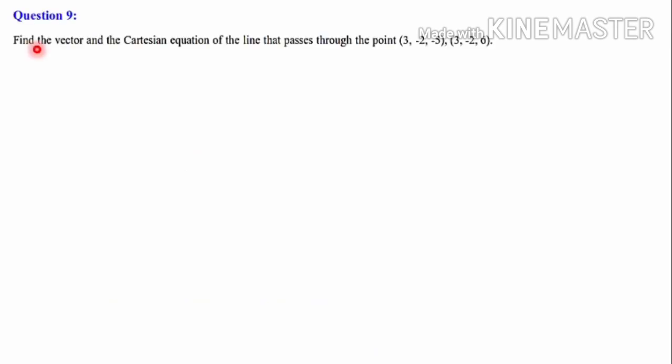The question is, find the vector and the Cartesian equation of the line that passes through the points 3, minus 2, minus 5 and 3, minus 2, 6. Here clearly 2 points are given, so it is in 2-point form. So we have to write the vector equation as well as the Cartesian equation. So you have to try this question at home as homework.